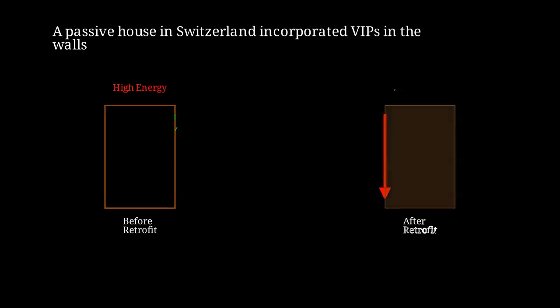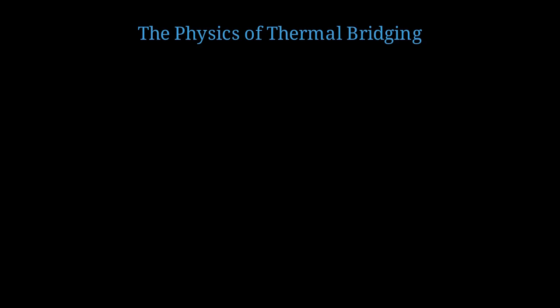This comparison shows energy consumption before and after retrofit with porous nanomaterial insulation. The dramatic reduction in energy flow shown by the smaller green arrow demonstrates the real-world effectiveness. One important consideration in practical applications is thermal bridging. Even the best insulation can be undermined if heat finds alternative pathways through structural elements.